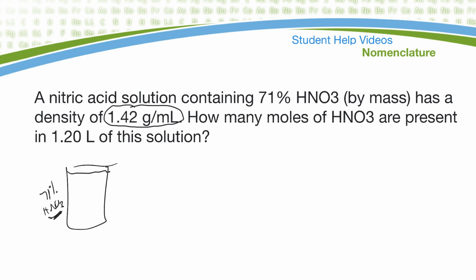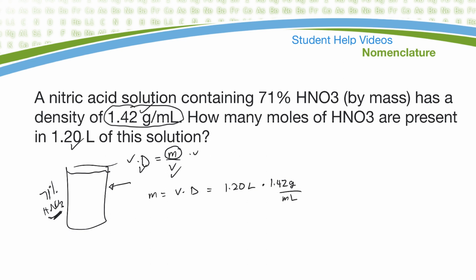Okay, now density refers to how compact or how much stuff is in a certain, in this case, solution. And the formula for density is mass over volume. So I know what the density is, and I know what the volume is right there. I can figure out how much that container weighs. So if I multiply both sides by V, I get mass is equal to V times D, or the volume is 1.20 liters times the density, 1.42 grams for every milliliter.